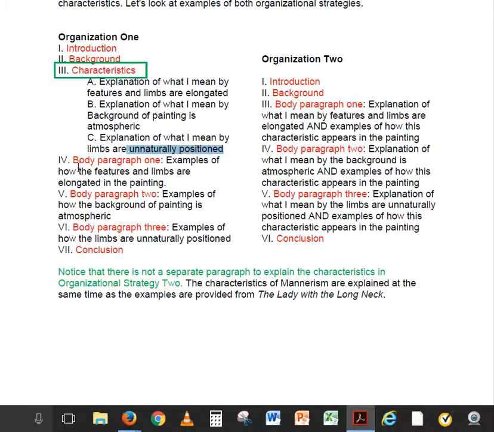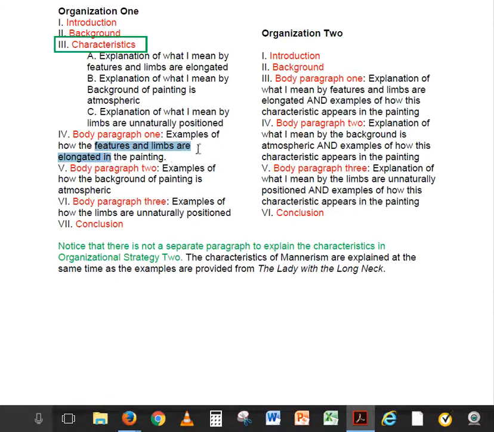All right. Then what I decided to do was, in each subsequent body paragraph, tackle one of those characteristics at a time. So in my first body paragraph, I talk about the examples from the painting that exhibit the features and limbs being elongated. So I'd look for all those features in the painting. In my second body paragraph, I talk about the examples of how the background in the painting is atmospheric. And then in the third one, I look for all the limbs that may be unnaturally positioned, and I point them out to my reader.